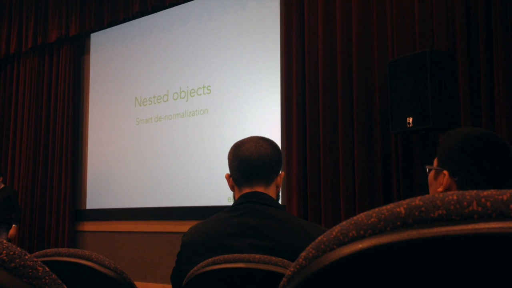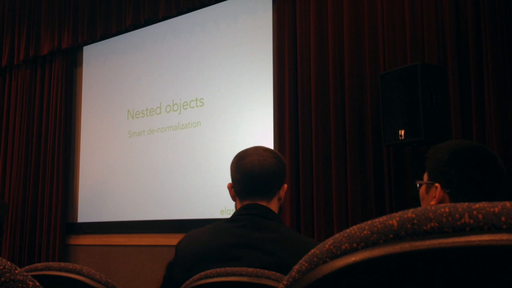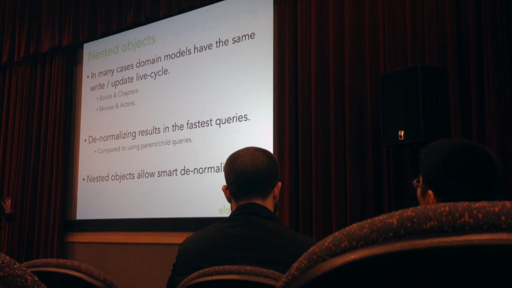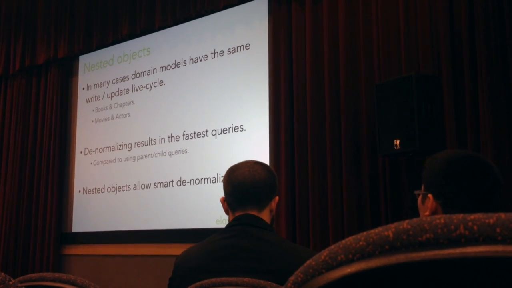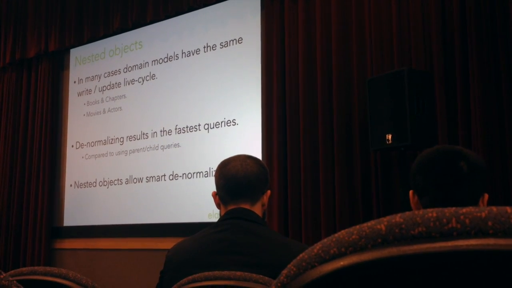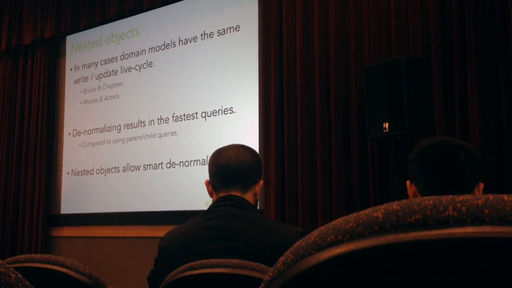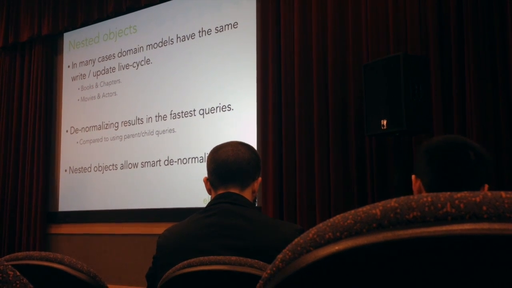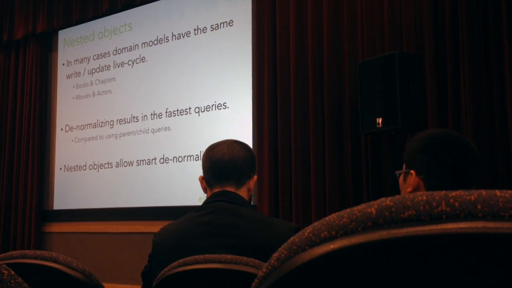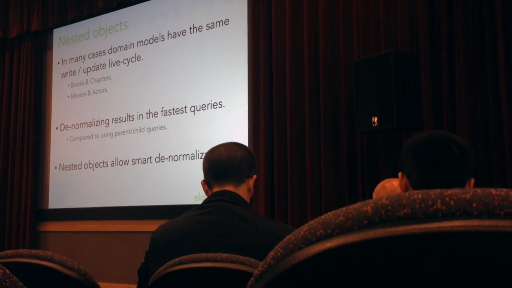Okay, let's go to nested objects. The nested support is there for smart denormalization. In a lot of cases, you have a domain model where one part of the data, like chapter data and book data, have the same life cycle, and the chapter data is not likely to change. Maybe a typo or something, like you fix an error, but it's not that the chapter changes all the time compared to the book. And the same for other data types. So in that case, it's maybe interesting to denormalize it in a smart way. And denormalizing is always faster at query time.